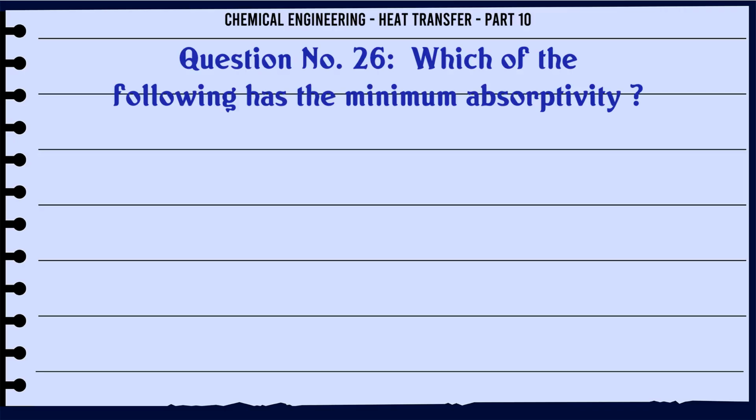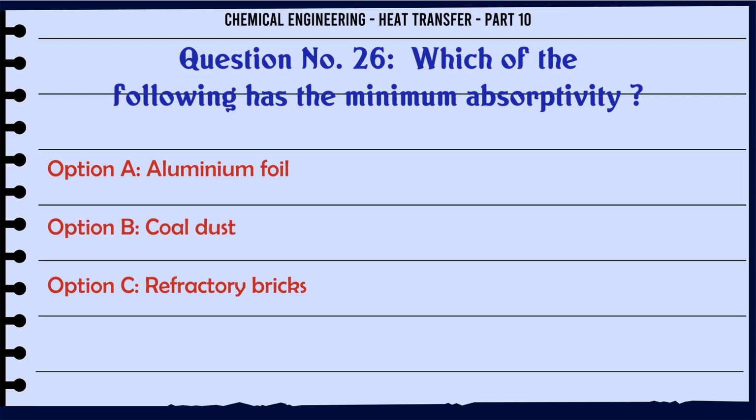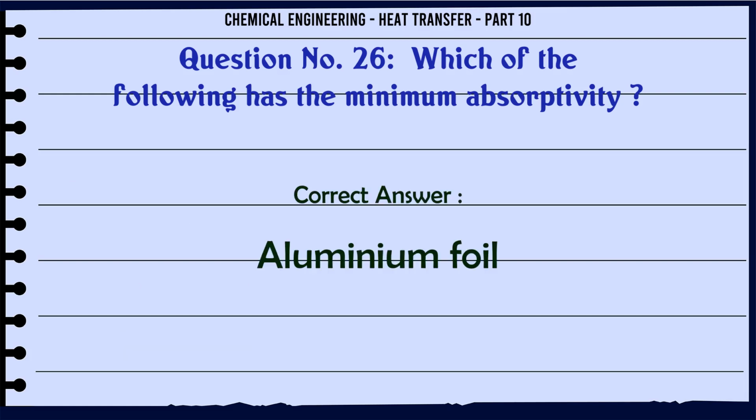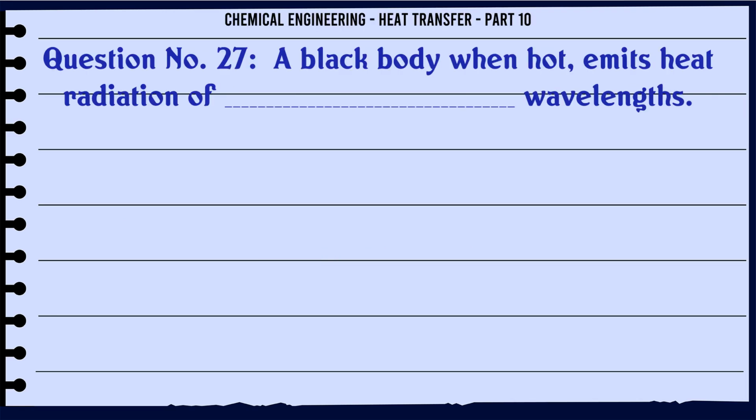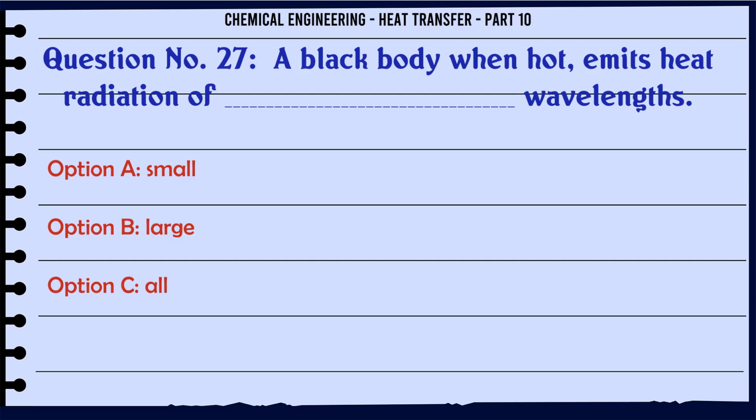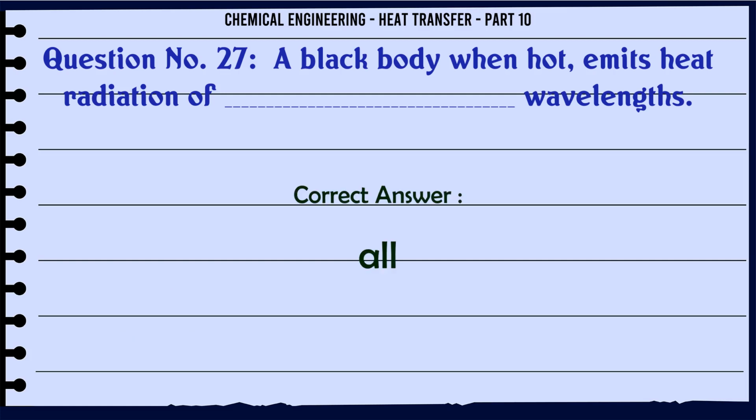Which of the following has the minimum absorptivity? A. Aluminium foil. B. Coal dust. C. Refractory bricks. D. Iron plates. The correct answer is aluminium foil. A black body when hot emits heat radiation of which wavelengths? A. Small. B. Large. C. All. D. One fixed. The correct answer is all.